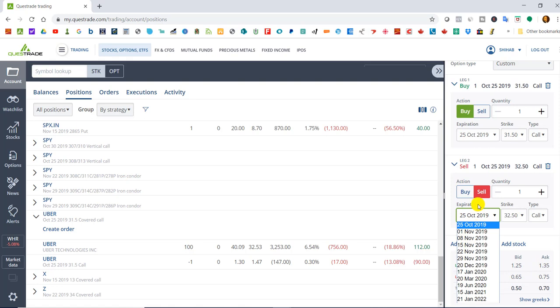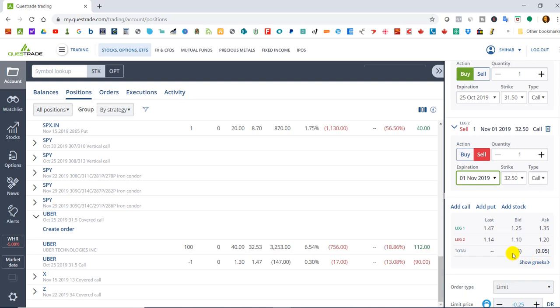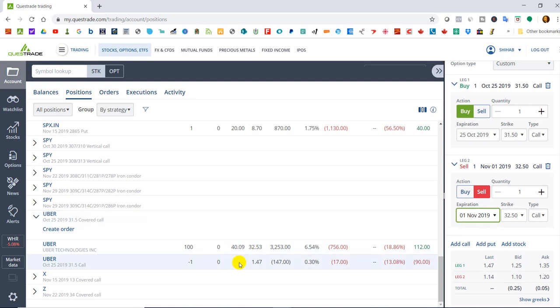But if I try to sell another one, let's say next week, November 1st, and if I pick a 32.5 strike, I'm going to have to pay for it. It's a small amount though, it's not so bad. I'll have to pay about $20 to roll this call option to the next week and at a higher strike. So I avoid losing my shares at 31.5.